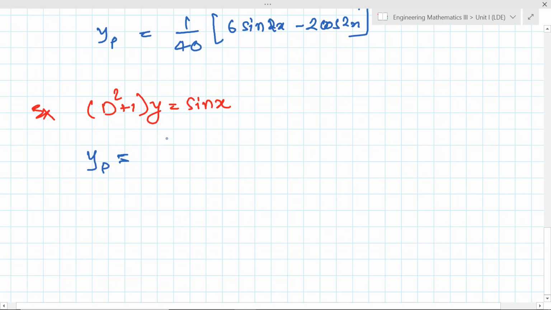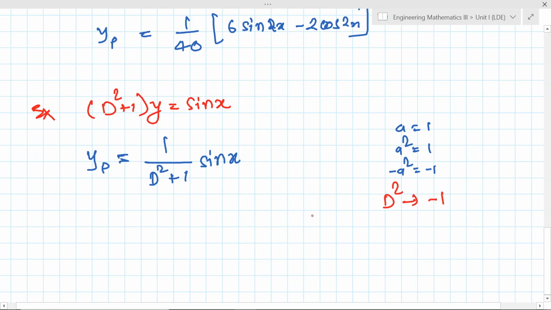Okay, now 1 upon D square plus 1 into sine of x. Now D square is there, replace D square by minus a square. What is a? My a is 1, its square is plus 1, and multiplied by minus, so this is minus 1. Now replace D square by minus 1. Got it? So what is my yp here? This is 1 upon minus 1 plus 1 into sine x. See, the case fails. Phi of minus a square is equal to 0. Therefore, the case fails here.